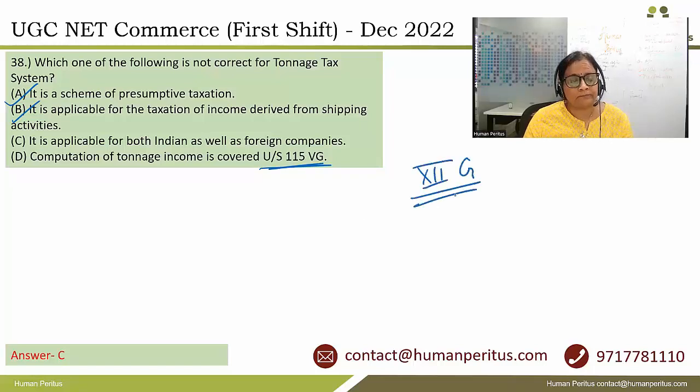Income Tax Act. And the statement which is incorrect is it is applicable for both Indian as well as foreign companies. So this is incorrect. Why? Because this system is only with reference to domestic companies, right? Okay, so the incorrect statement with respect to tonnage tax system is option C.